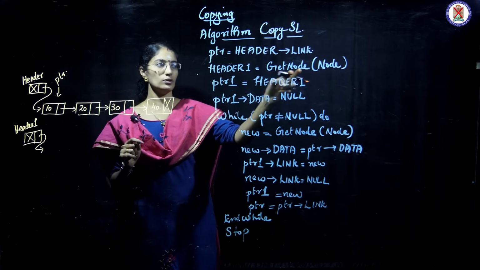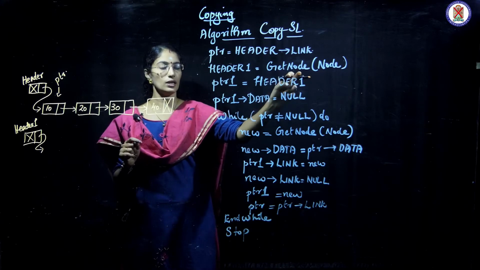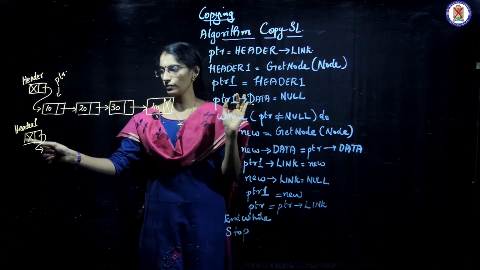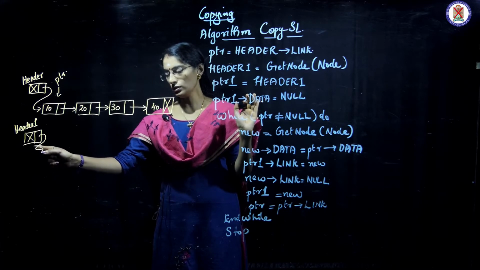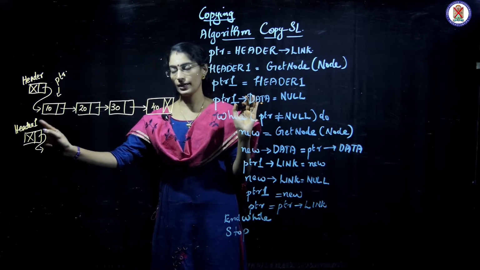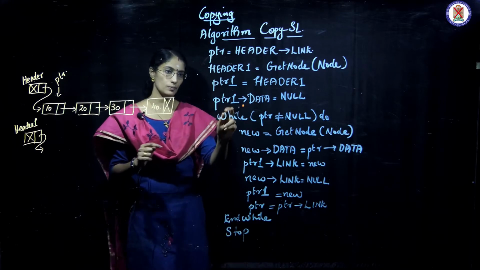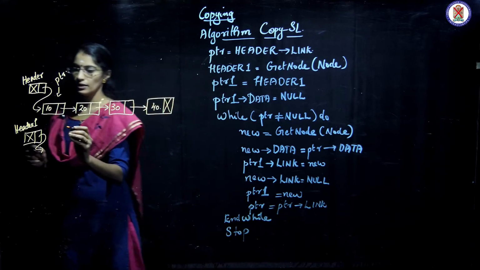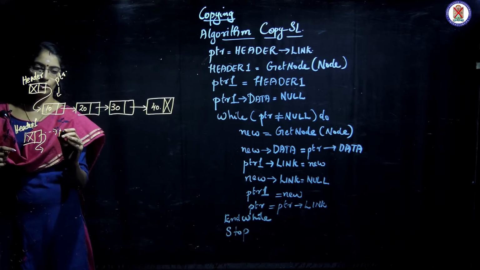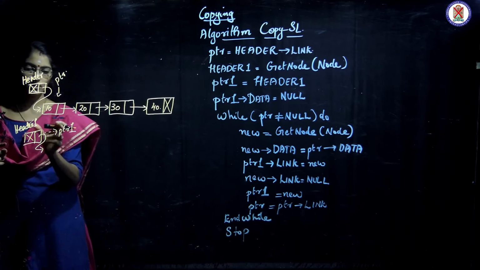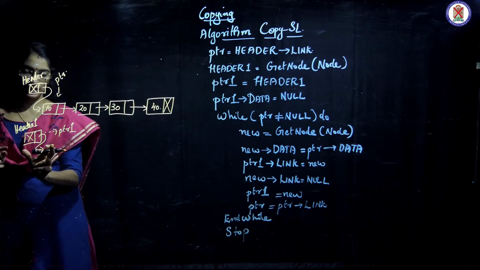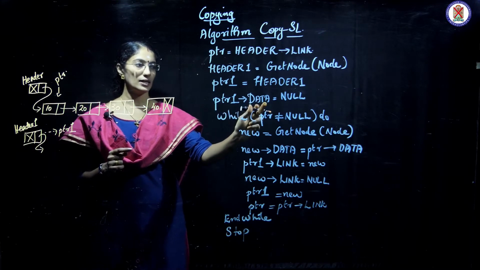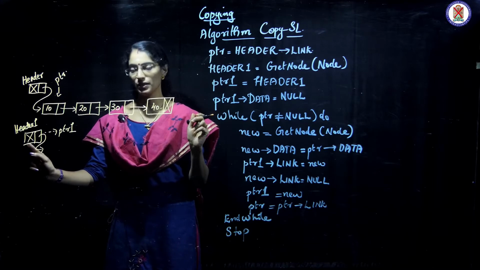Header 1 is equal to get node of node. That means with the get node algorithm we are creating a new node, and that will be given the name header 1, and that is what we have done here. I have brought a new node with the help of the get node algorithm, and header 1 is the name given to it. Now ptr1, another variable, is also assigned the value of header 1. That means the duplicate first node which I have created now will be referred to as ptr1. Now ptr data is null, that means the data part of ptr1 is null.